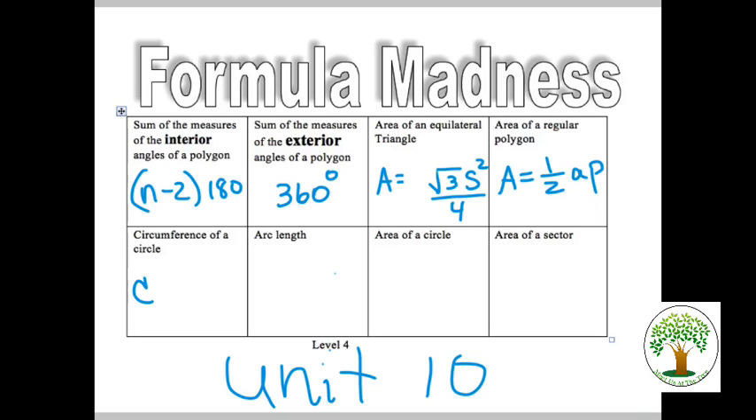Now we're going to do the circumference of a circle, and the circumference of a circle we have done before. This is not a new one, so you've done this before. The circumference of a circle is 2 times pi times the radius.